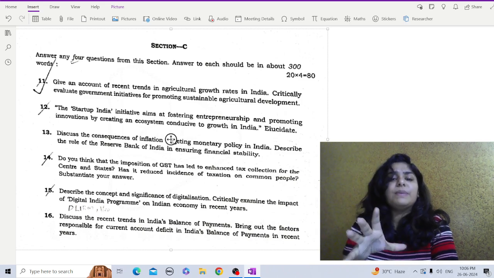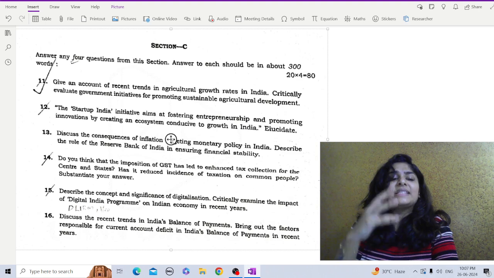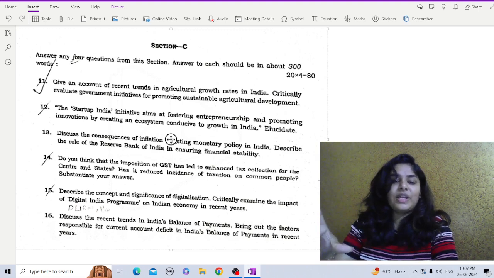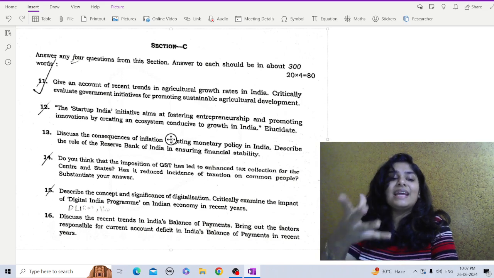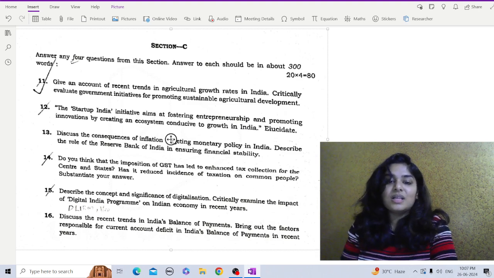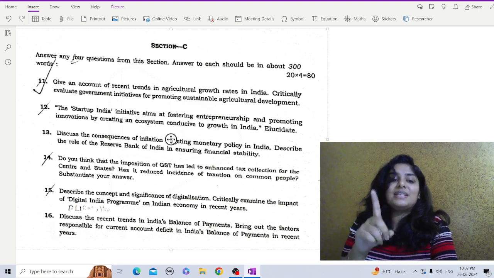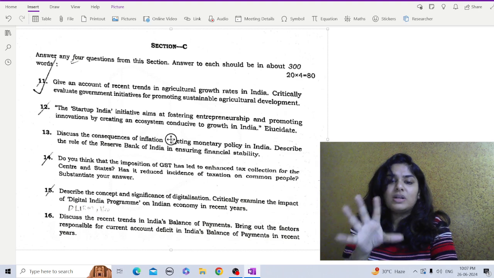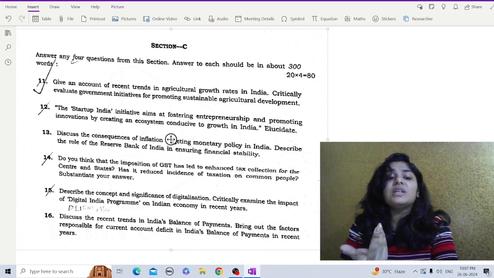So for the common people, the impact of GST on tax incidence has been mixed. GST aimed to reduce the overall tax burden, okay, by eliminating what? The cascading effect of multiple indirect taxes and standardizing the tax rates across the country. Now, essential items such as food grains, milk and other necessities are either exempted or taxed at lower rates, which helps in reducing what? The tax burden on lower income groups.